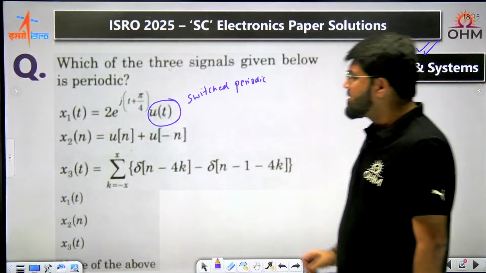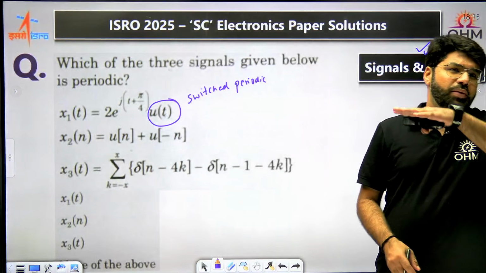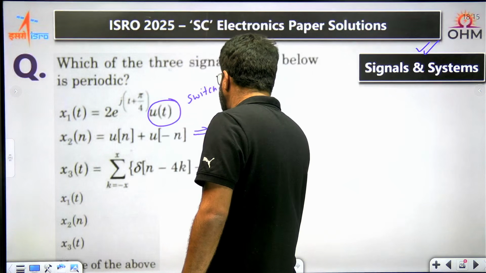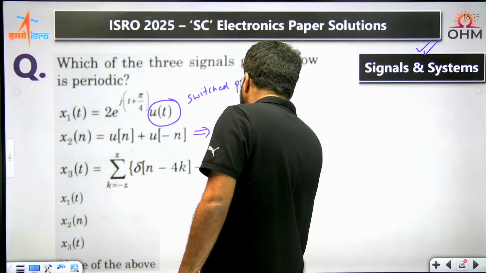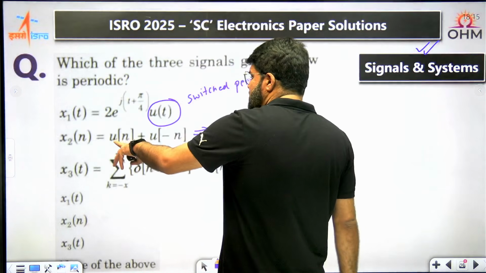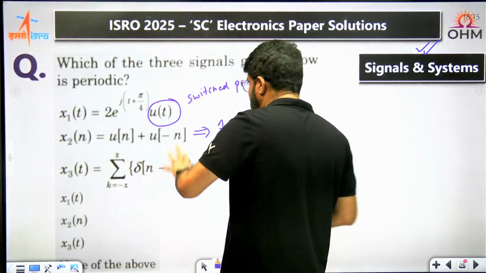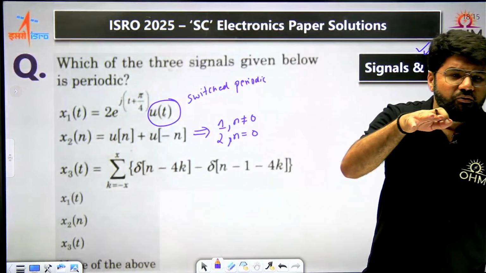u[n] + u[-n]. Now, it is a DT domain. If it was CT domain, u(t) + u(-t) is flat 1. Here, the result u[n] + u[-n] equals 1 for any n not equal to 0. But at origin, what happens? u[n] is also 1, and when you mirror image it, the origin value remains as it is. So u[-n], 1 plus 1, it is going to become 2. So it is 1 for all values of n.